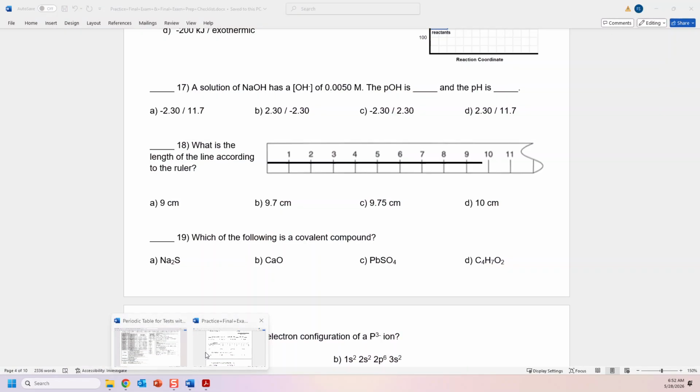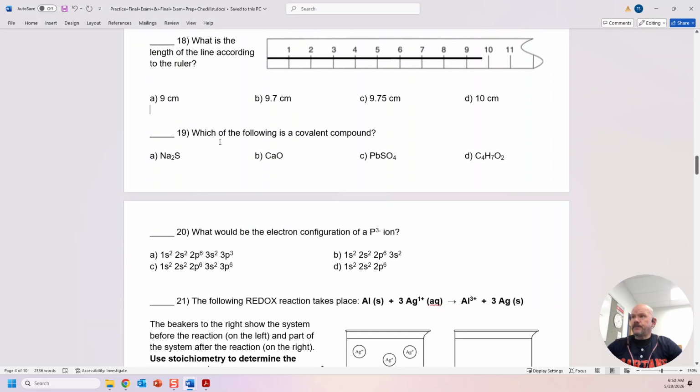Okay. Moving on here. So naming, we're just finding the type of compound, so covalent. So we can't have any metals, right? Or ammonium. If you had NH4 as the start, you know that's ionic, right? So sodium sulfide, that would be ionic. Calcium oxide, ionic because calcium and sodium are metals. Lead 2 sulfate, that would be ionic again because of lead, right? So these are all ionic compounds.